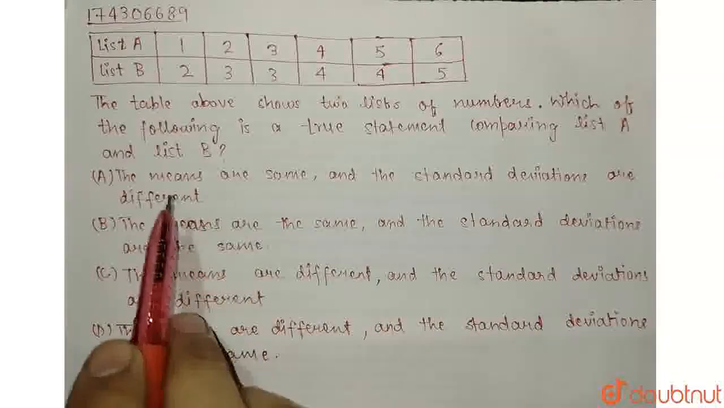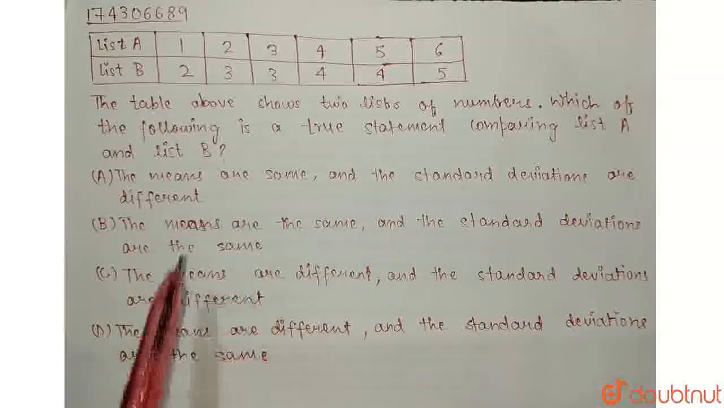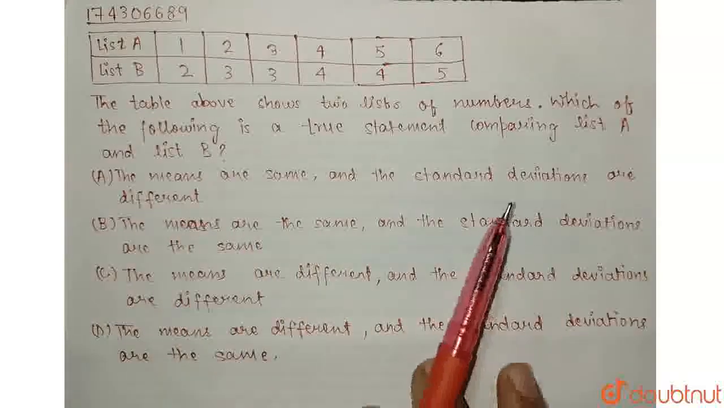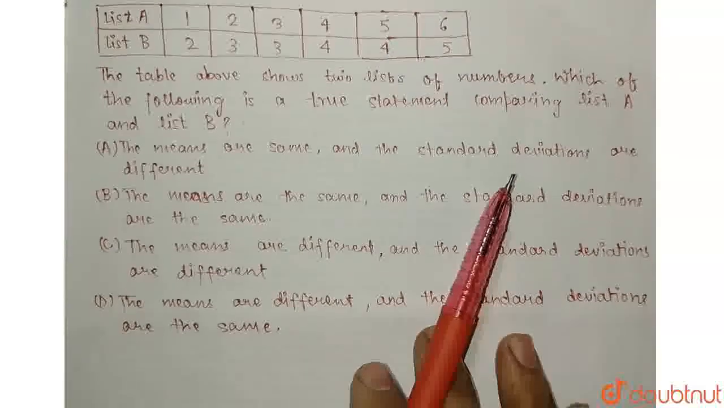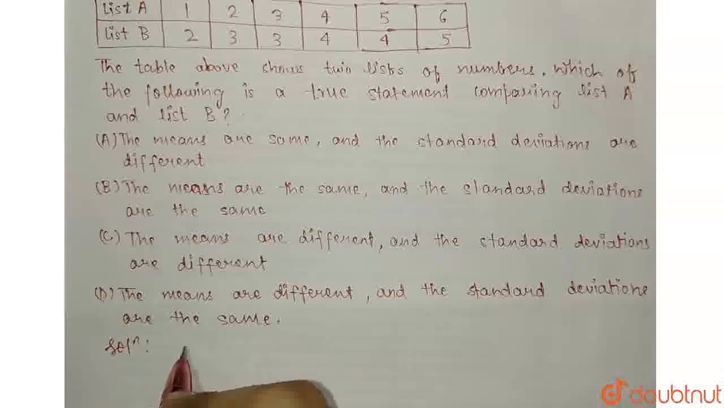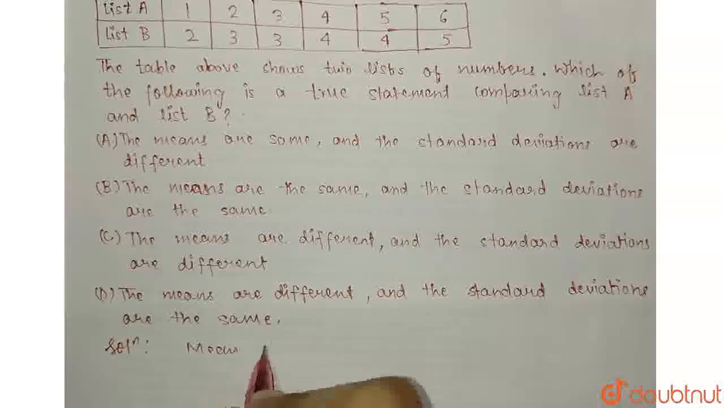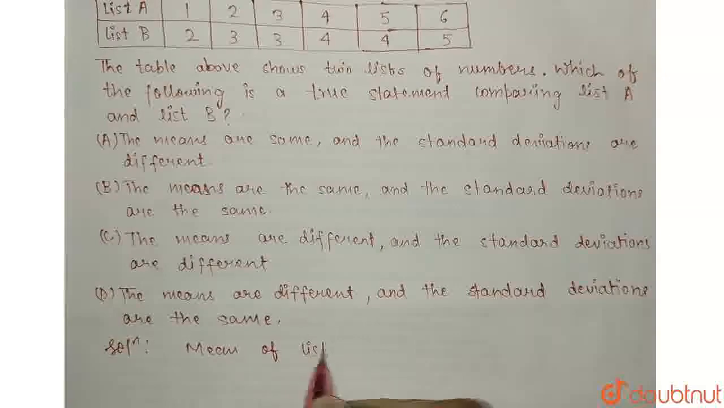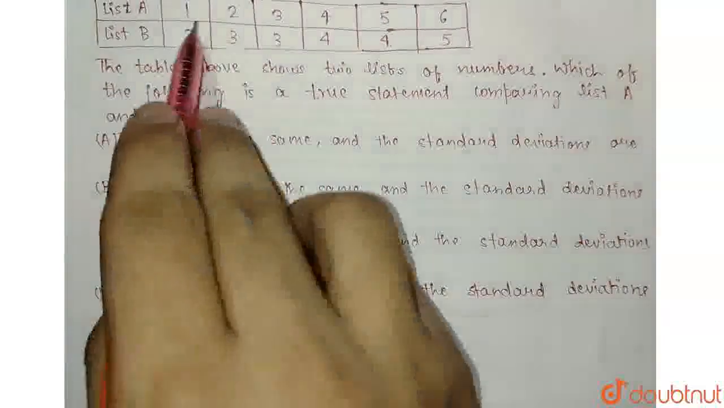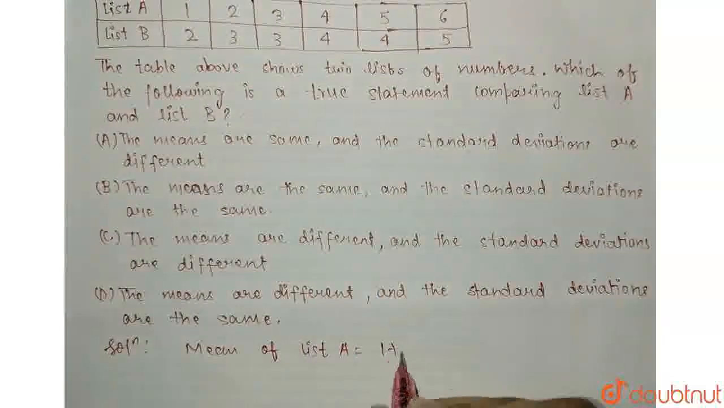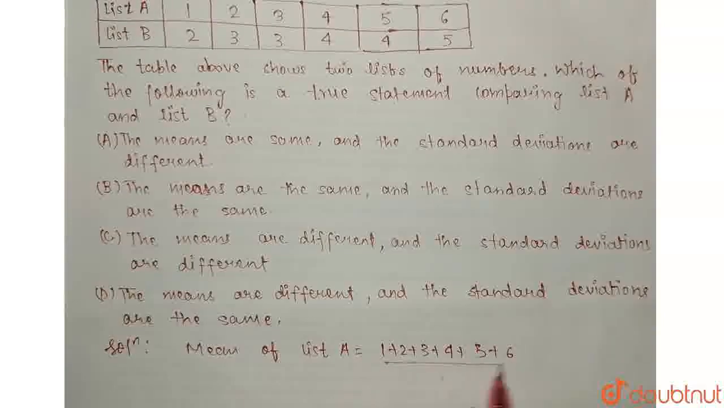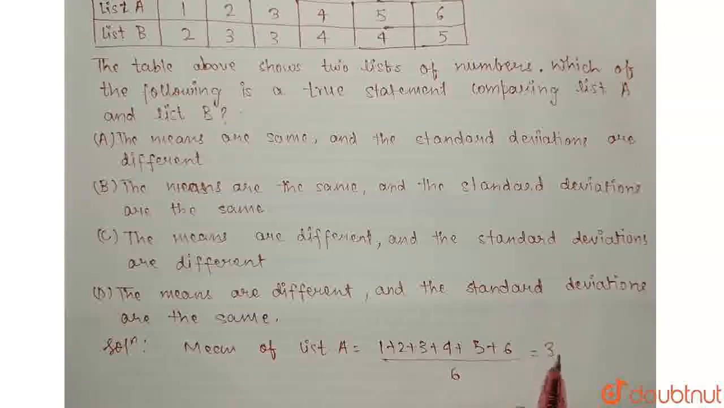Okay, so in all of these statements, as we observe, means and standard deviation are being compared. So we will first find out the mean of both of these lists. So mean of list A is equal to the sum of all the elements divided by the number of elements, that is 1 plus 2 plus 3 plus 4 plus 5 plus 6 divided by the number of elements, which is 6, that comes out to be 3.5.